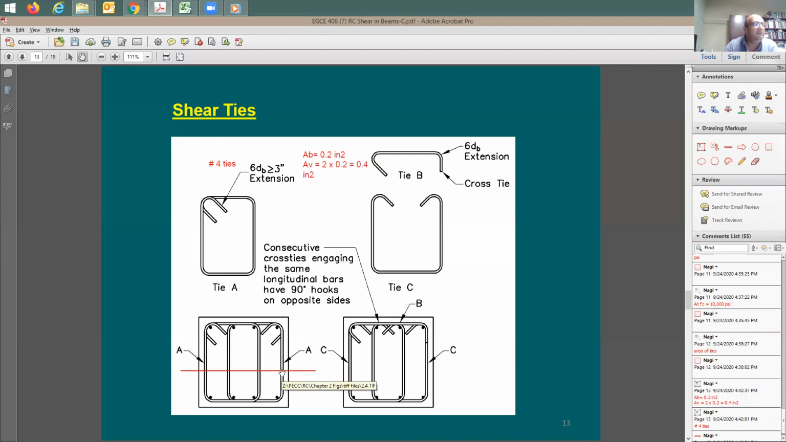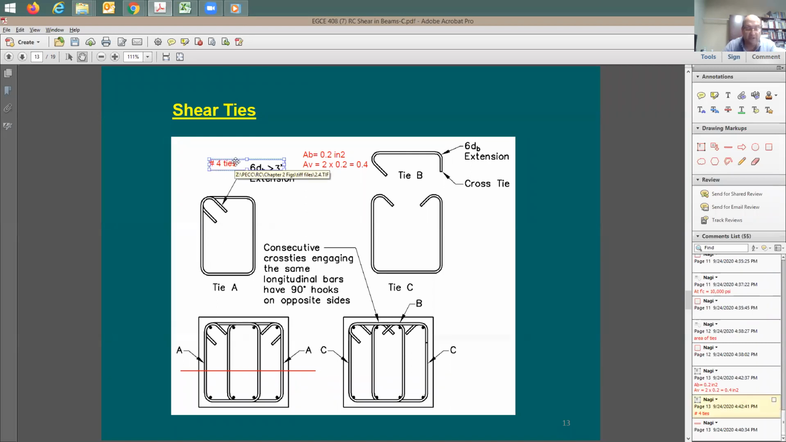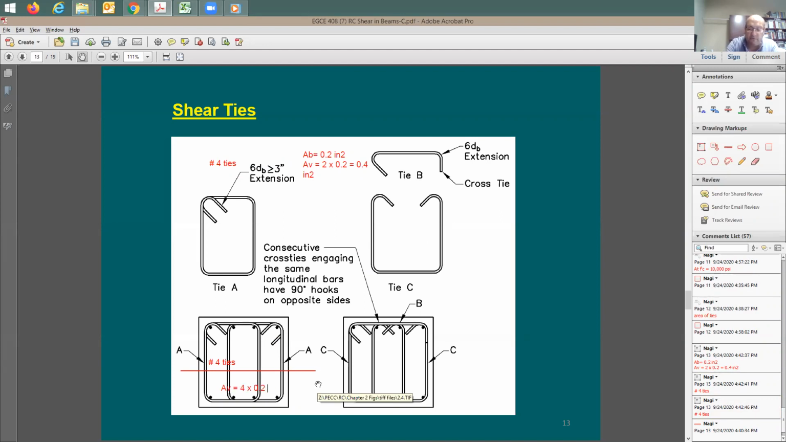How about a case like this? If I have number 4 ties, let's just assume for a second that I have here number 4 ties in this case. How about A sub V? You see, now this is going to be number 4 ties. A sub V equals 4 times 0.2, 0.8 square inches.